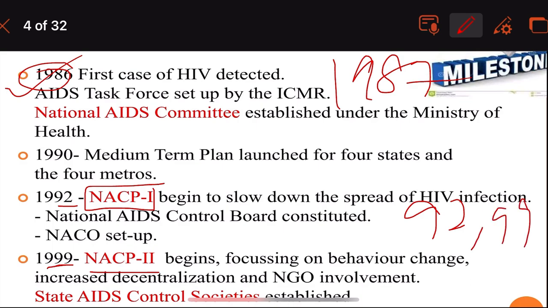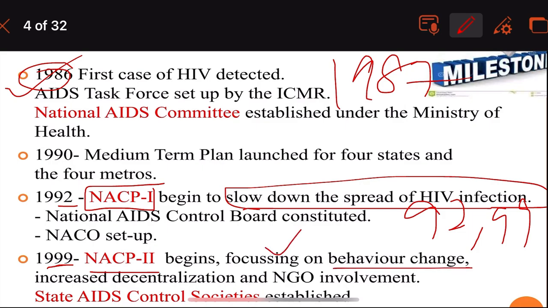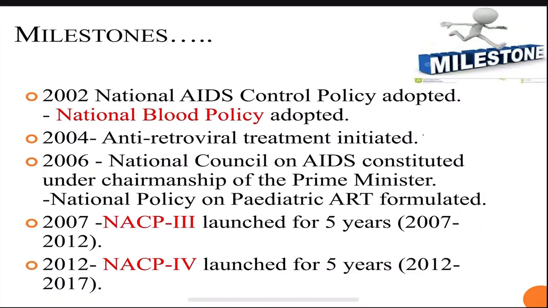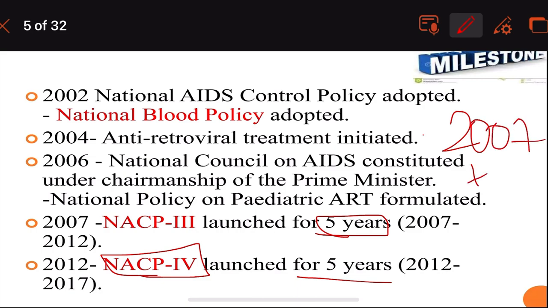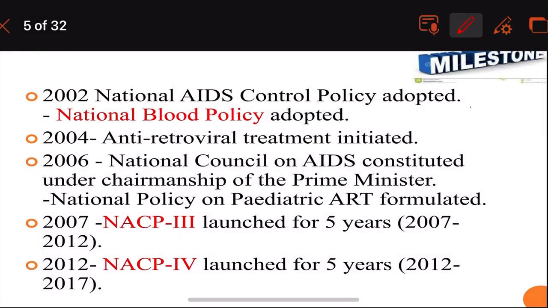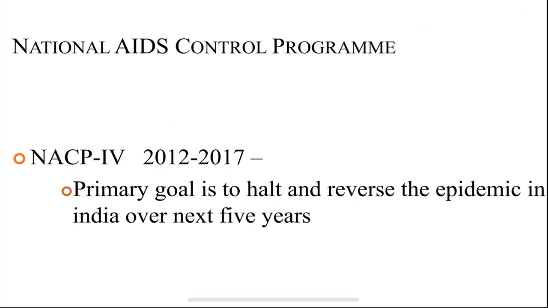NACP 1 began and slowed down the spread of HIV infection, whereas NACP 2 focused on behavior change and increasing decentralization and NGO involvement. Following that, NACP 3 was launched as a 5-year plan, and NACP 4 as the next 5-year plan. You have to remember 2007, add 5, 2012. Again add 5, so from 2012 to 2017. This is how you write down the important milestones so you can remember them well.